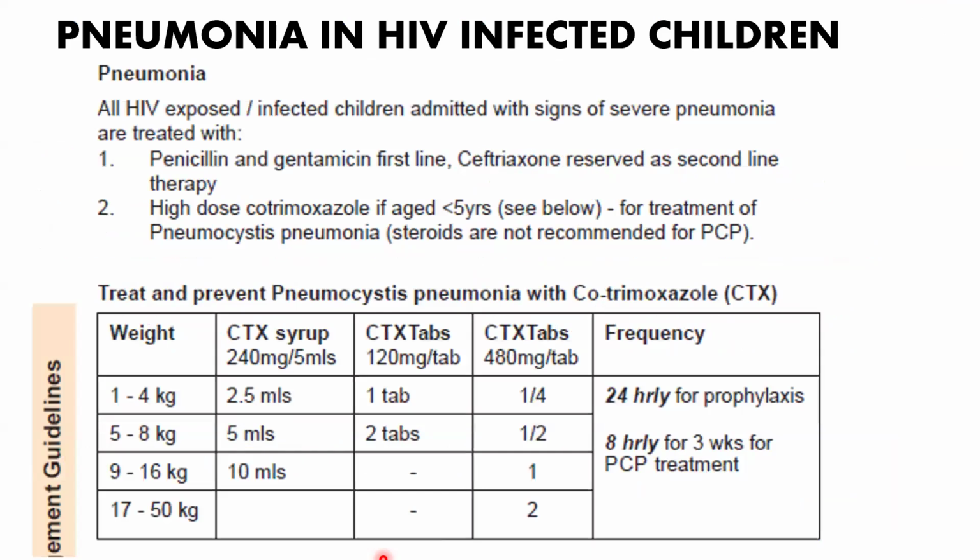Carry on. So for pneumonia in HIV-infected children, as we mentioned, it has a different protocol. All HIV-exposed or infected children admitted with signs of severe pneumonia are treated with penicillin and gentamicin first line. Ceftriaxone is reserved as second line therapy. And second, high dose cotrimoxazole if aged less than 5 years for treatment of pneumocystis pneumonia. And steroids are not recommended for PCP. That's pneumocystis pneumonia. So treat and prevent pneumocystis pneumonia with cotrimoxazole.